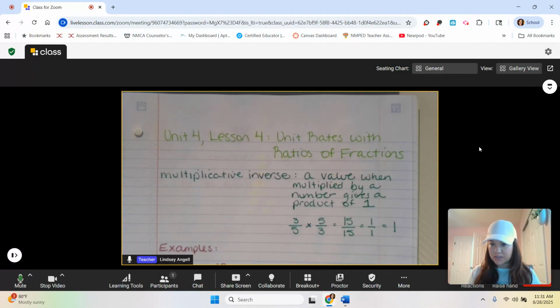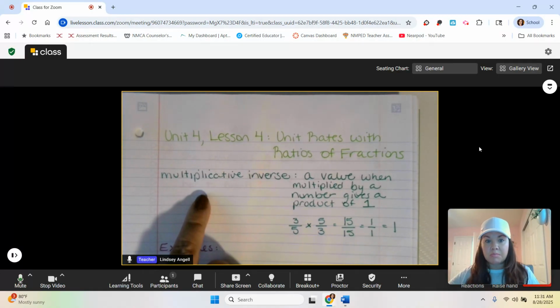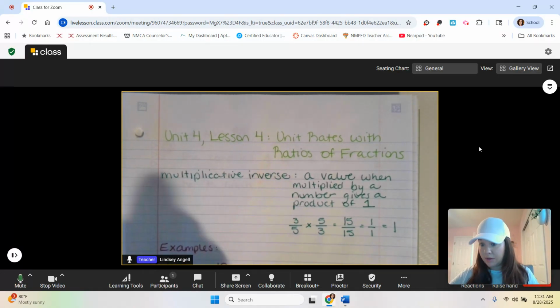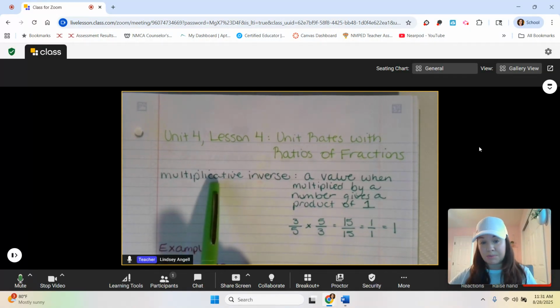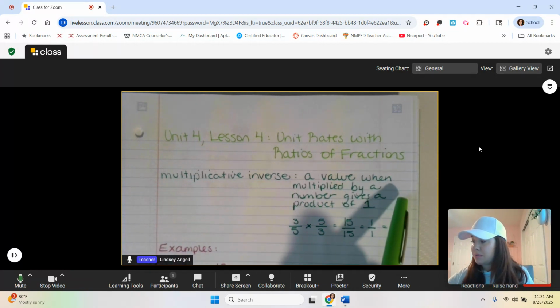Okay, so there's a lot of good information in your lesson, but the one thing that I really wanted to highlight first is, we haven't really talked about this term yet, multiplicative inverse. So if you take the inverse of something, you're taking the opposite of something. And multiplicative, you can probably see that first part, right? Multiply. A value when multiplied by a number gives a product of 1.